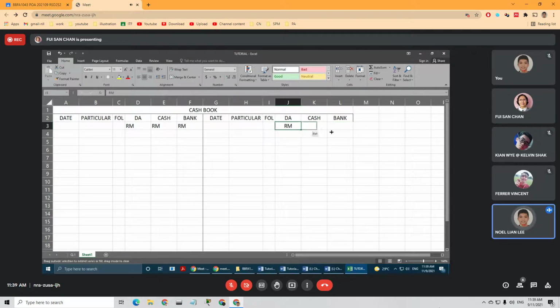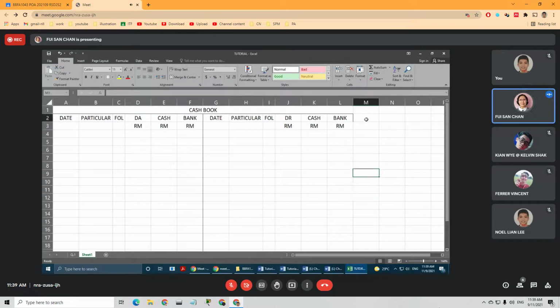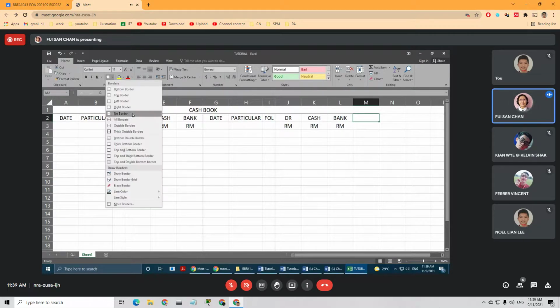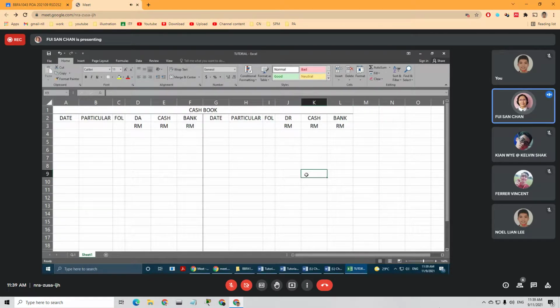I missed the DR on the right. Oh yeah, this is discount received, yes. Just like copy and paste. Discount received, discount allowed, right? Okay, so like this. Now this is how your three column cash book looks like. Isn't it correct? Okay, now we can start with it.